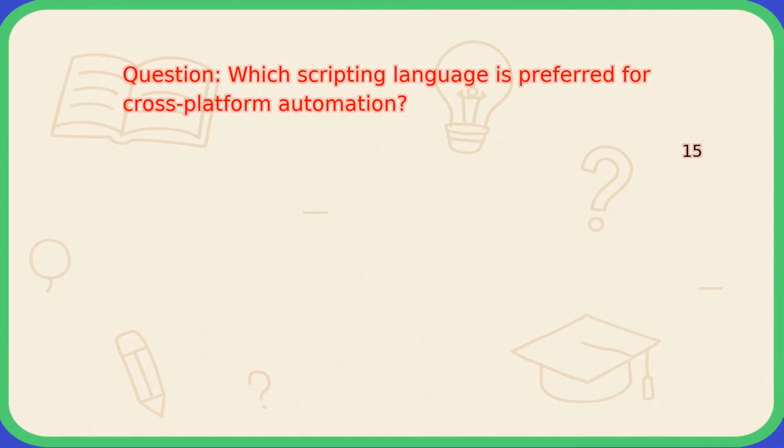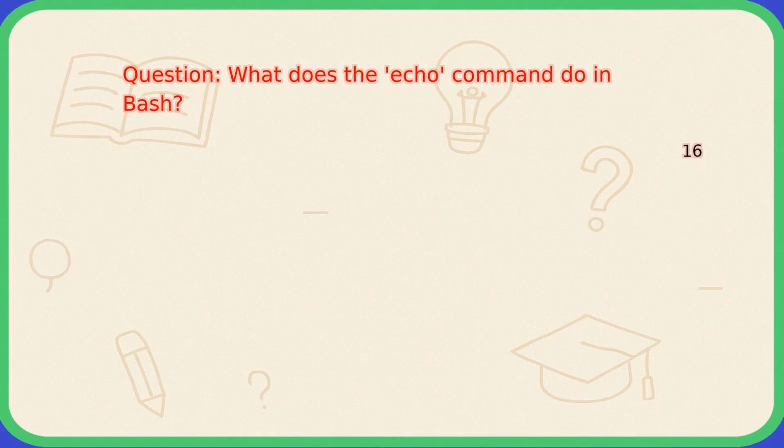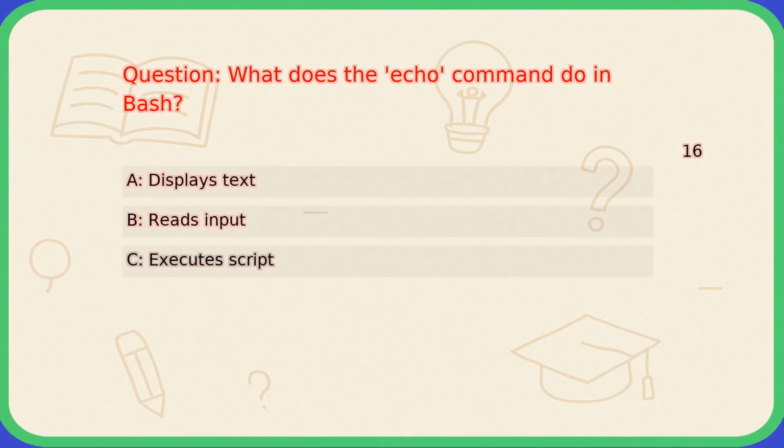Question: which scripting language is preferred for cross-platform automation? Answer C. Python. Question: what does the echo command do in Bash? Answer A. displays text.